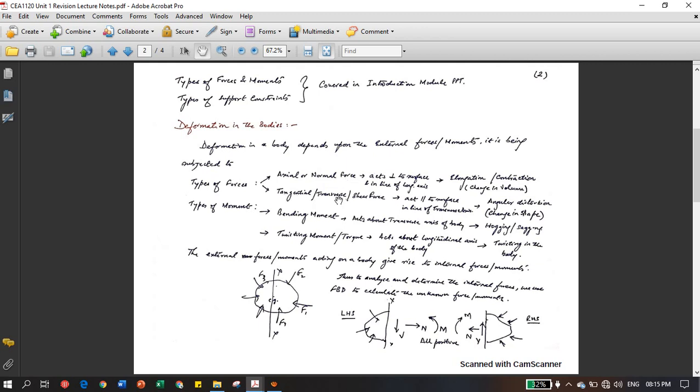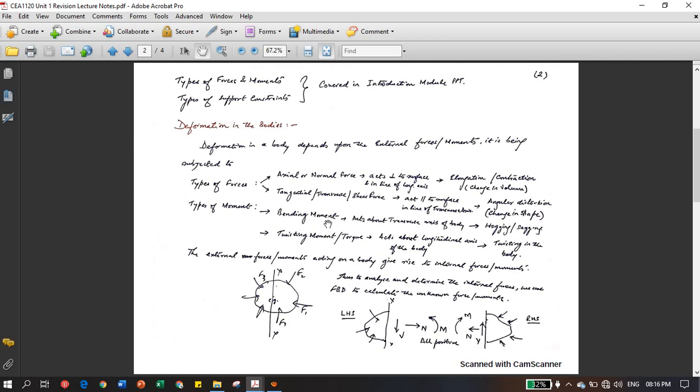And the tangential force will act parallel to the surface cross section and acts in line with the transverse axis. Okay, so what axial force does, it will either elongate the body or contract the body. It will depend upon the type of the force, whether it is tensile or compressive. So axial forces are basically responsible for change in volume, and tangential forces, or shear forces as we call them, are responsible for the angular distortion, that is basically your change in shape. So remember that.